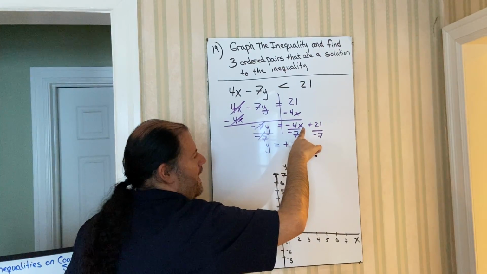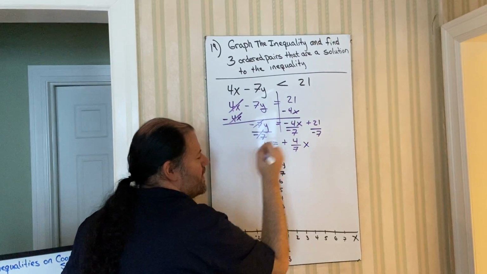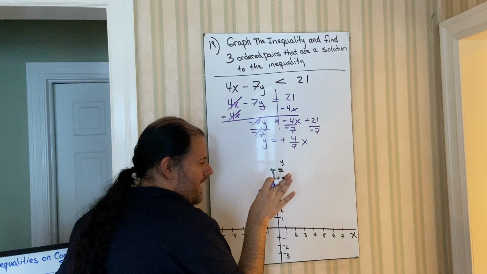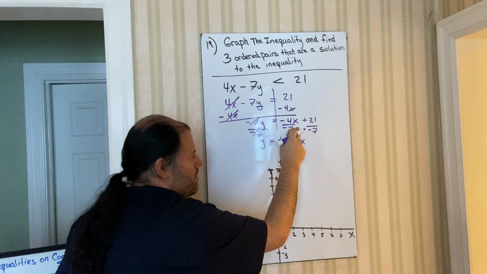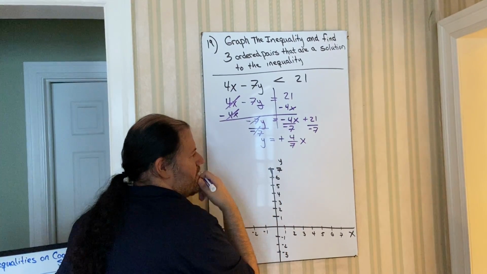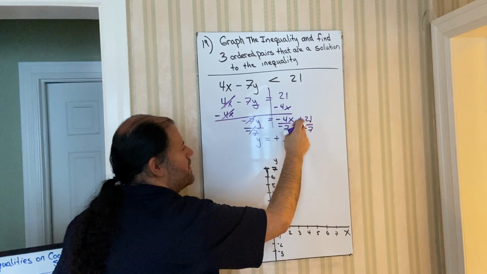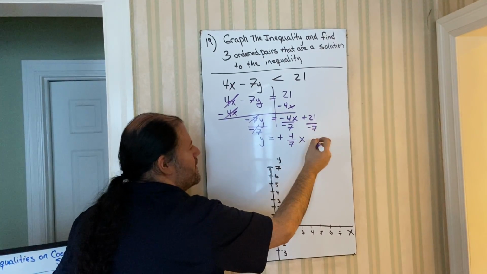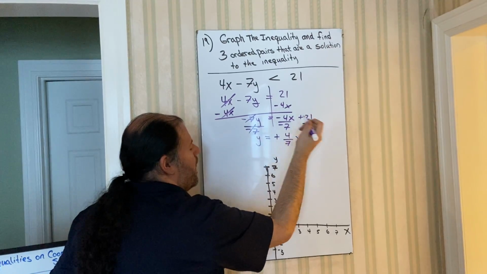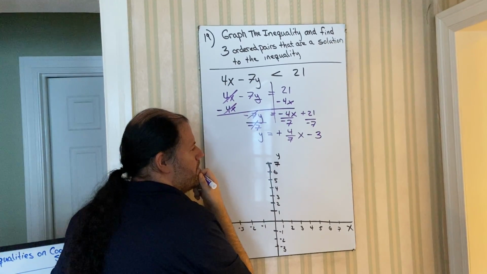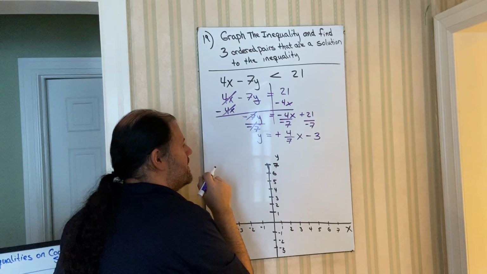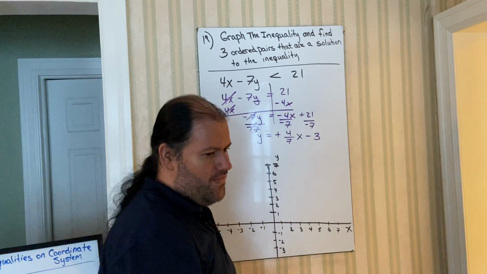Notice the x is on top, so we can slide it over. Anytime it's on top, you're allowed to slide over. If it's on the bottom, for any reason, you're not allowed to slide over. You have to keep it in the fraction bar. And then here, positive 21 divided by negative 7, you're going to get a negative 3. Okay? Now that we have this, step 2 is done.